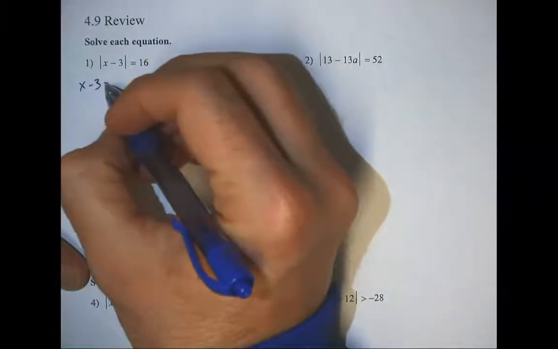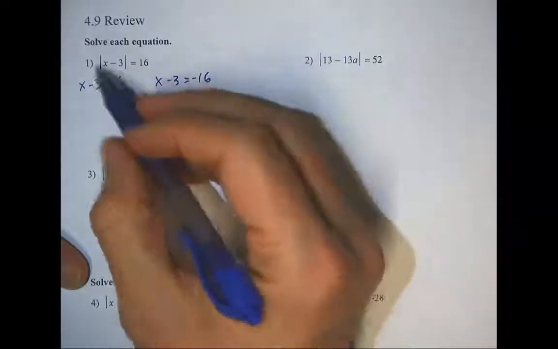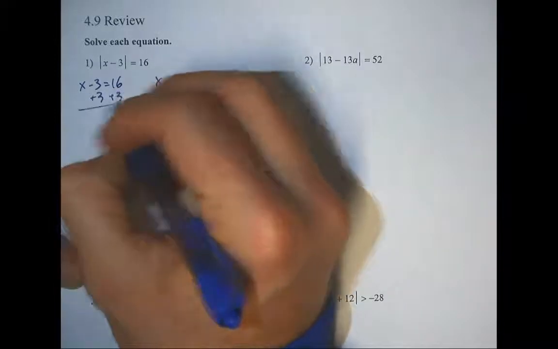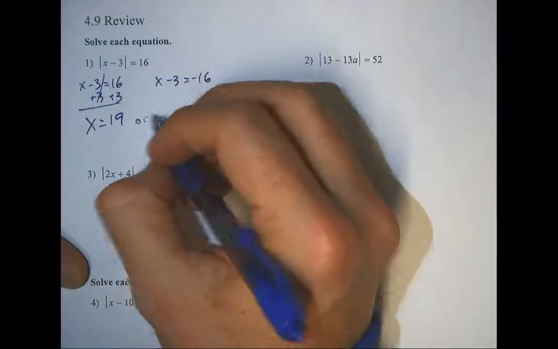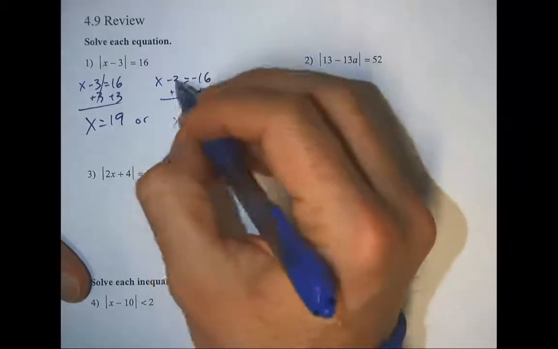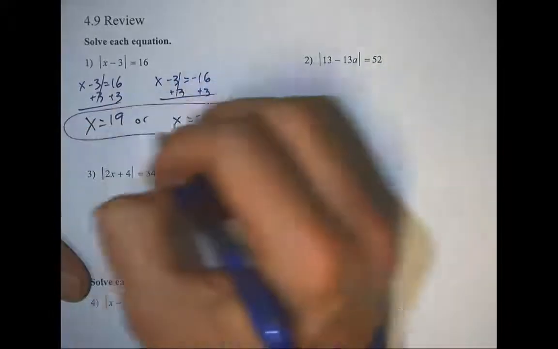So we have to account for both possibilities. X minus 3 could equal 16, x minus 3 could equal negative 16, and they both would make this true. So you got to solve for both. So just quickly solving these, x could be 19, or x could equal negative 13. Either one.